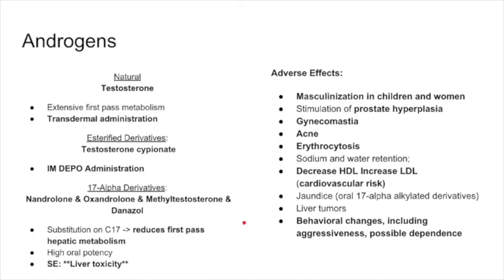So some of the androgen products: we have natural testosterone, and this actually undergoes extensive first-pass metabolism, going into hepatic circulation and being metabolized by the liver. Therefore, we don't really give this medication orally because there's not enough of it to actually get into our circulation. Therefore, we give it transdermally. And then, of course, we have to tinker with it so we can give testosterone in different ways.